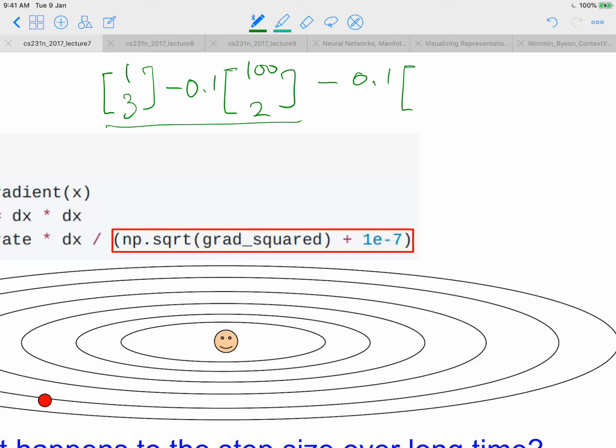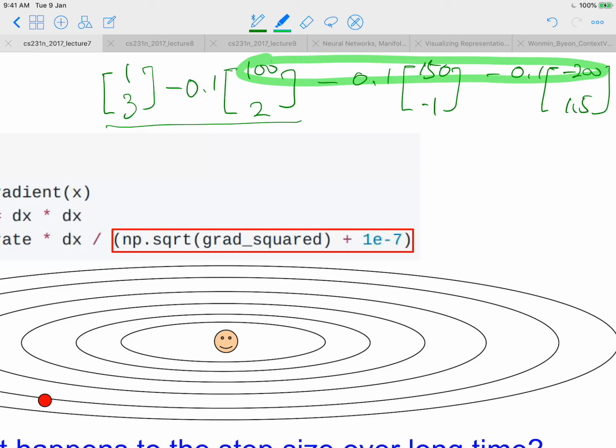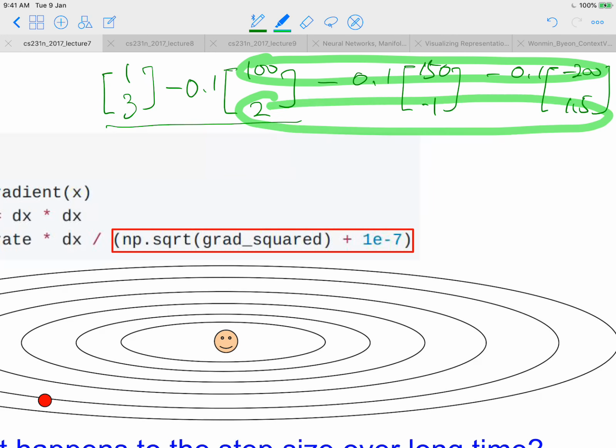and then maybe this step size times 150 and -1, and in the next step minus 200 and maybe 1.5, for example. So in this case, if we collect those values, 100, 150 and -200, those values will have large absolute values, and then the second dimension will have much smaller values, right? So we mitigate this kind of effect in RMSProp.